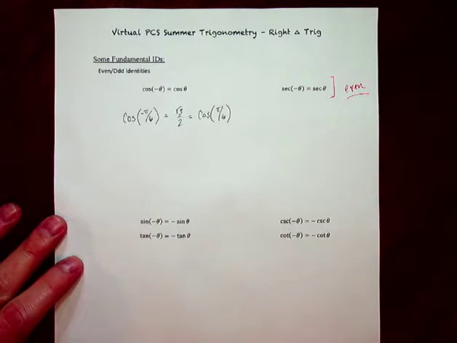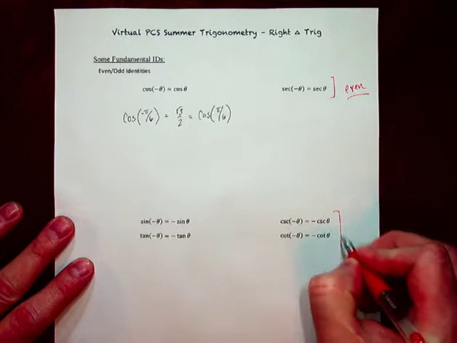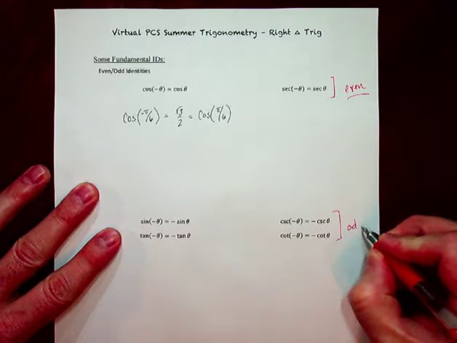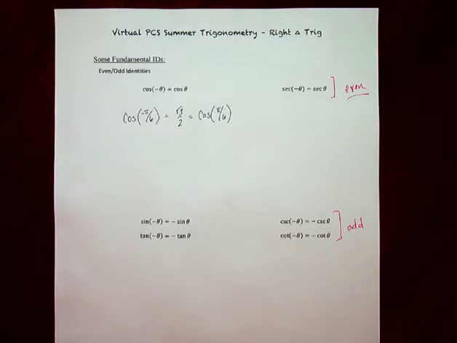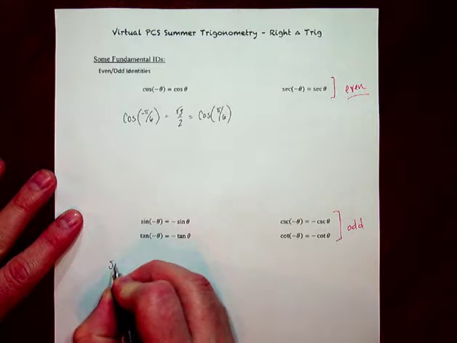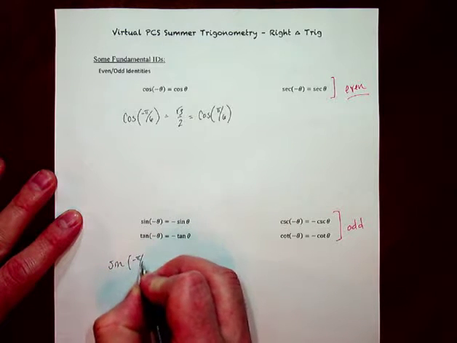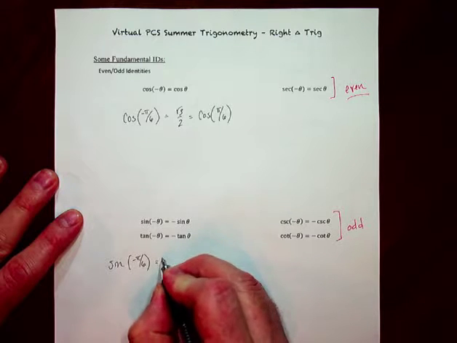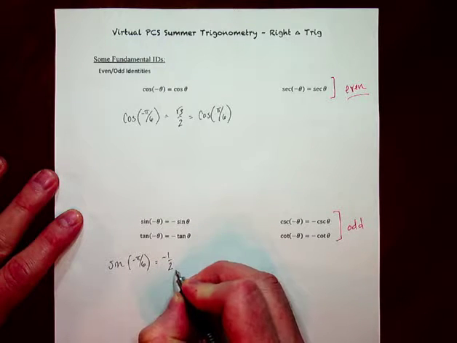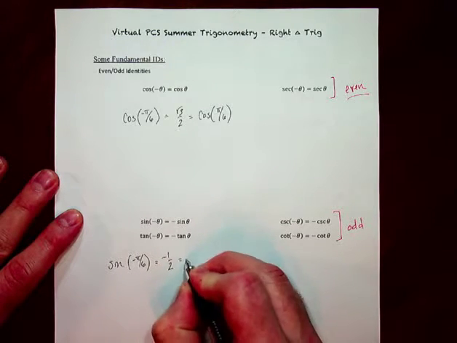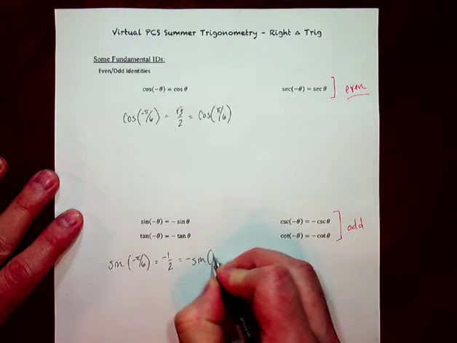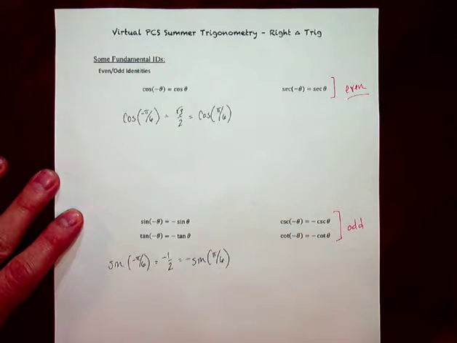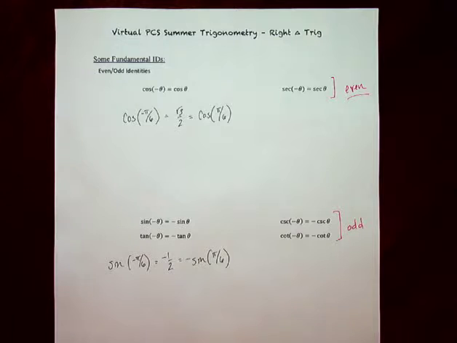When we get down to the last 4, we recognize the fact that these are odd, meaning that if I have sine of negative pi over 6, okay, that's going to be negative 1/2, which is negative sine of pi over 6. And I'm just using pi over 6 as an example. It could be anything, right?